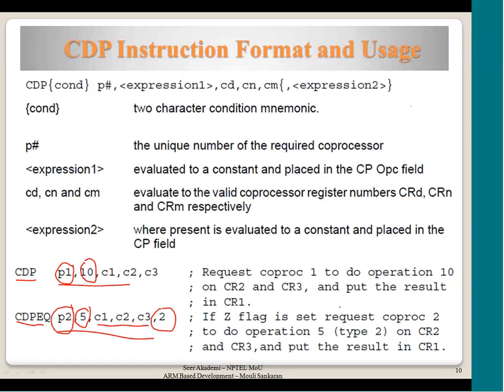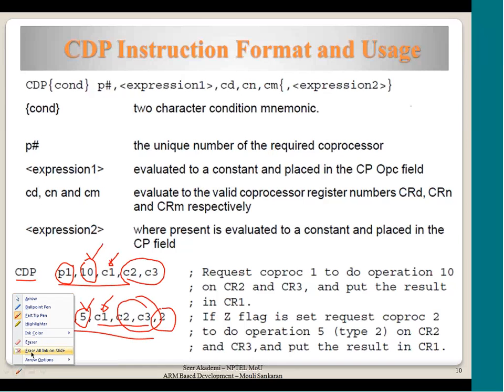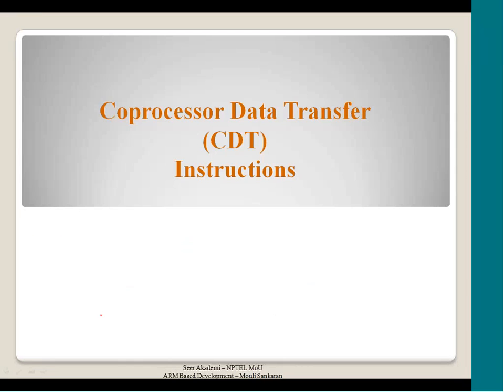So this is a typical example. If the convention is followed, C2 and C3 are taken as operands and this operation is performed and the result is put into C1. Similarly, C2 and C3 are the operands and this operation is performed and the result is put in C1, provided 0 is set. This is a conventional way of interpreting the instruction, but it is left to the implementation.